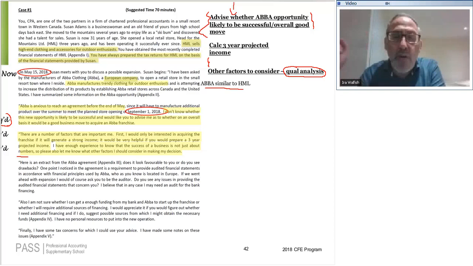Some people may need to write more on their outline. Some people might want to write next to Abba similar to HML the word cannibalization to remind themselves. I find I don't need to do that. Just seeing these 4 words will be enough to remind me.